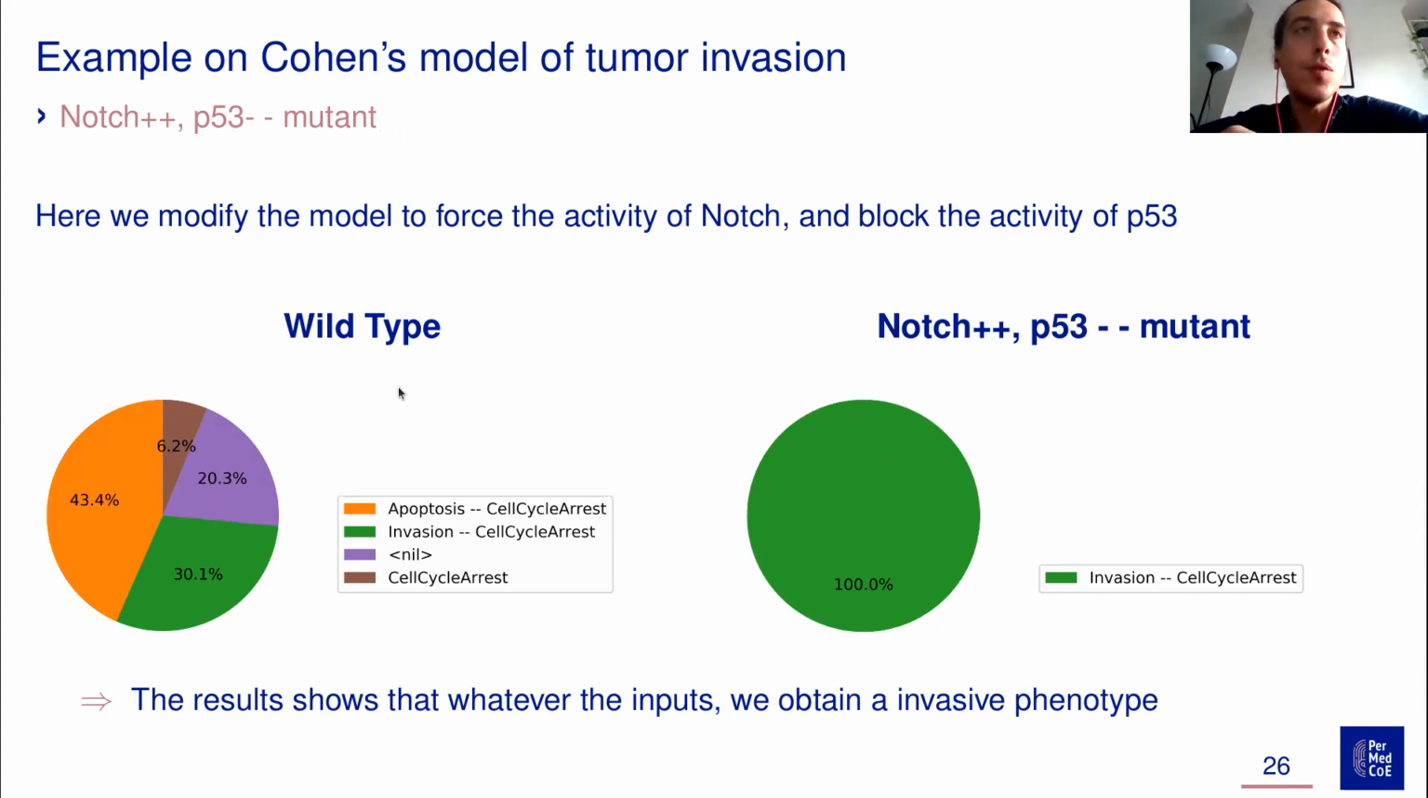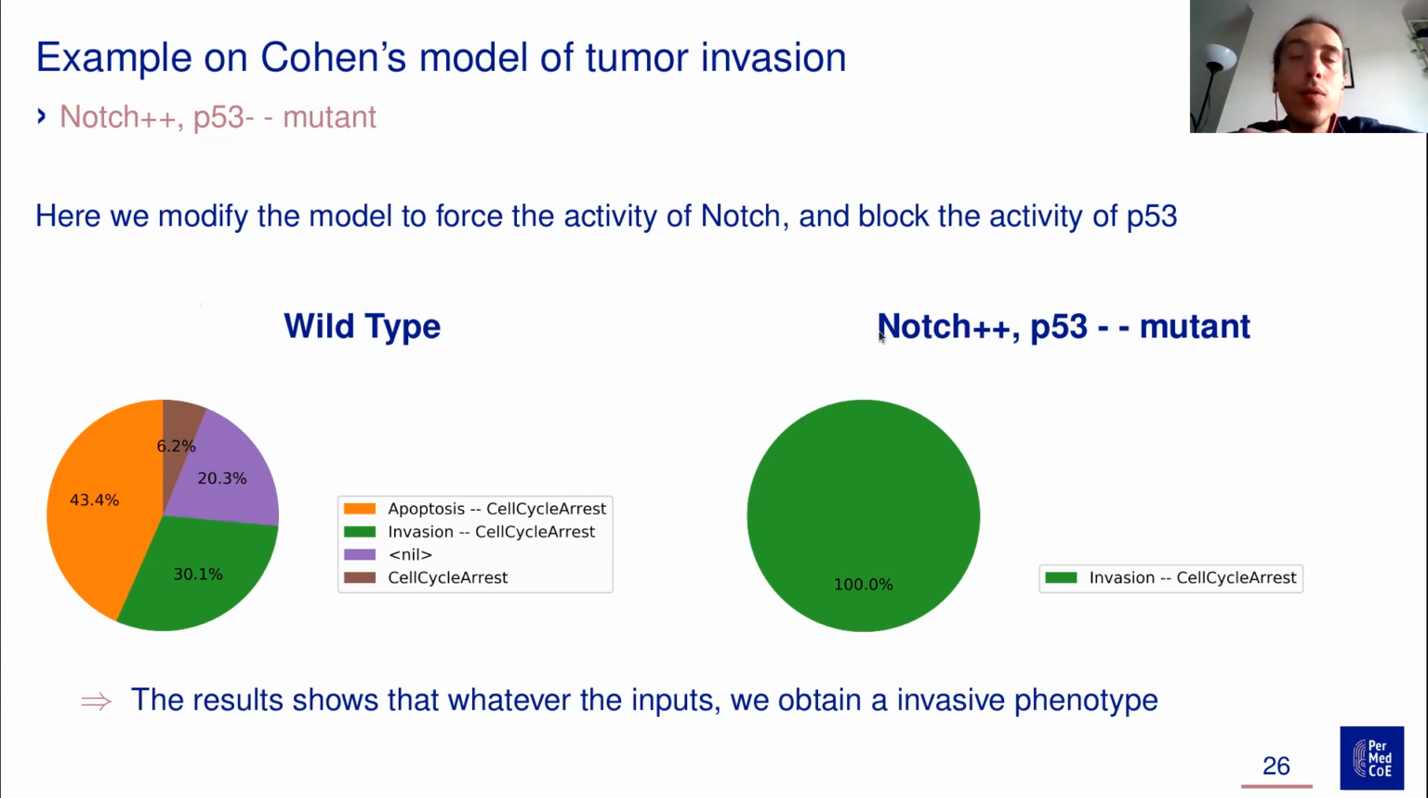And so here, what we want to do then is to simulate a mutant, so forcing the node to be active or inactive. In this case, the mutant we want to simulate is we want to force the activation of Notch inside our pathway and force the inhibition of p53. So we start again from this wild-type simulation, this default simulation, where we have all the possible inputs.